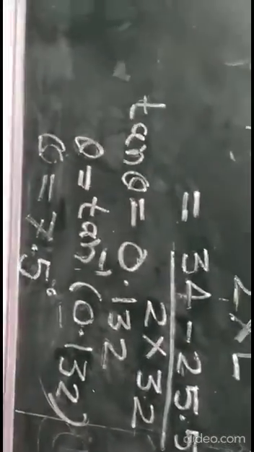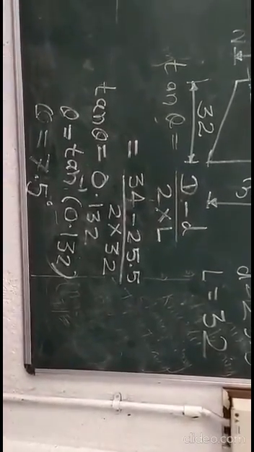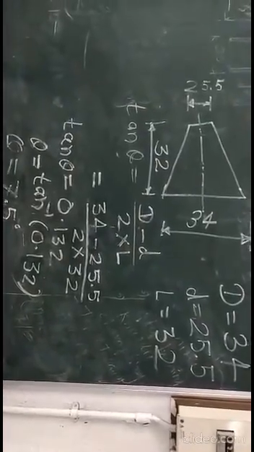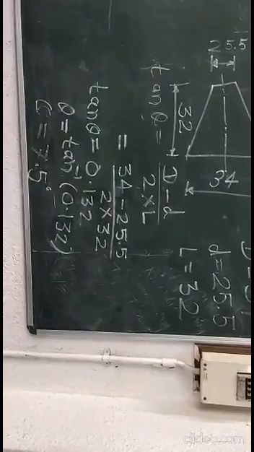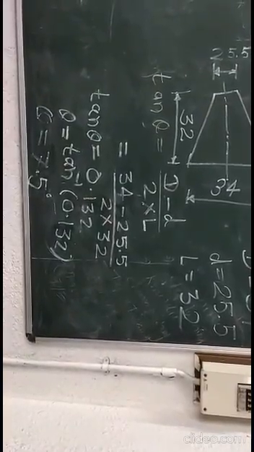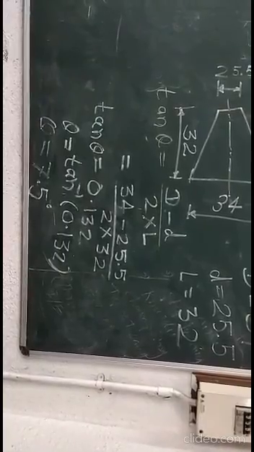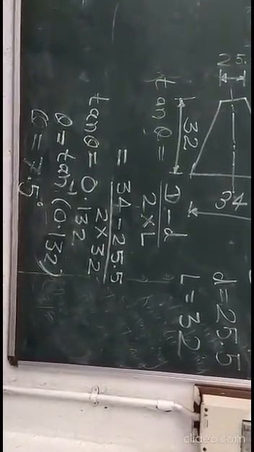So this is a taper angle calculation. Tan theta is equal to (D minus d) upon 2L. And from this geometry we get angle theta 7.5, and this 7.5 theta we have to use for the taper turning operation.